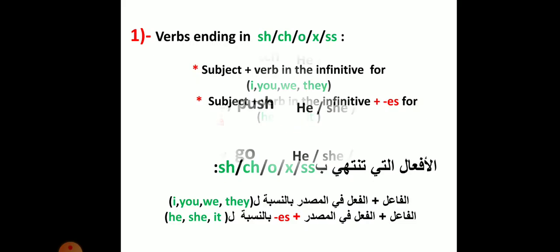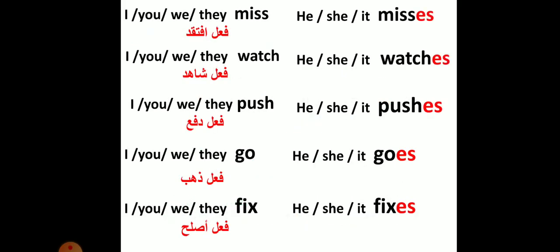Okay, let's see the example. We have 5 verbs here. Miss, that ends in double s. Watch, that ends in ch. Push, that ends in sh. Go, that ends in o. Fix, that ends in x. Okay, so we'll see how we conjugate them.